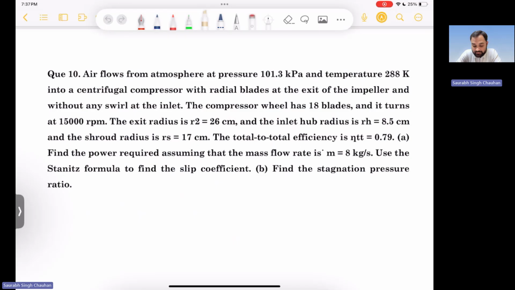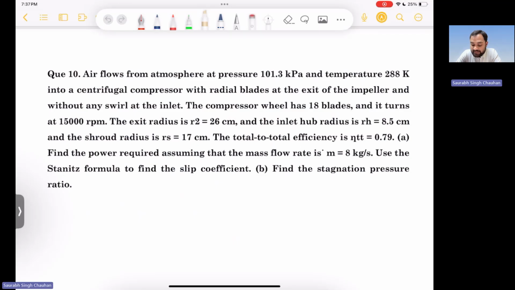So what it is saying is that the blades at exit are radial, and there is no swirl at inlet. Fine. So this means there is no variable velocity component at inlet. So Cw1 is equal to 0, right?